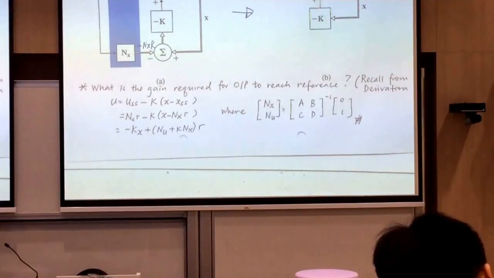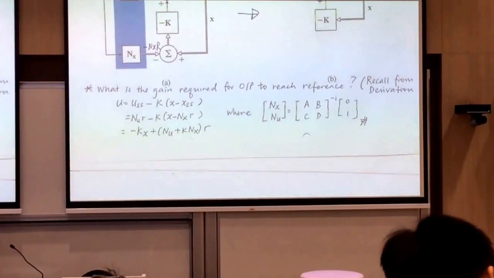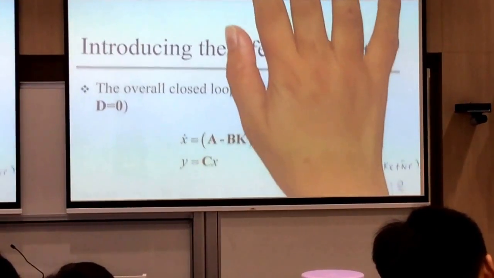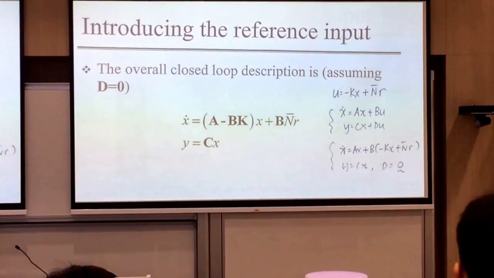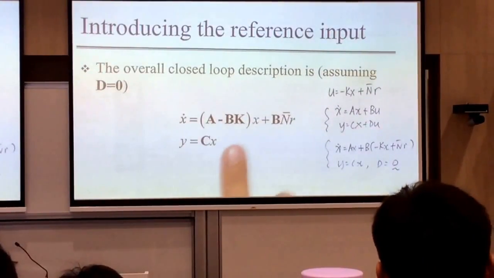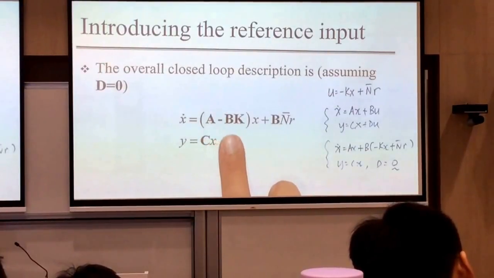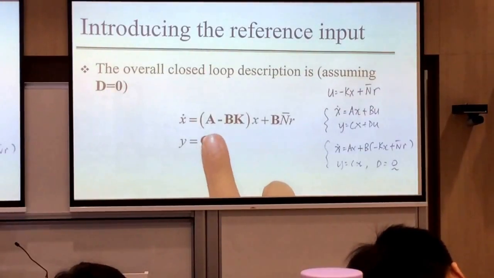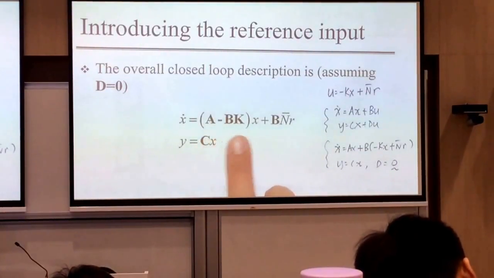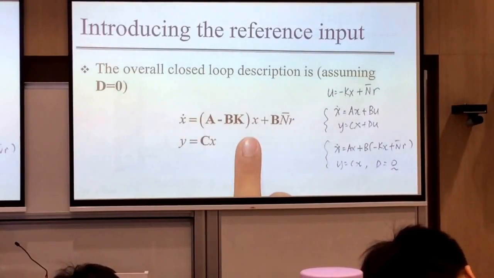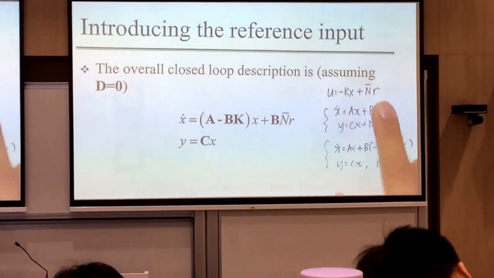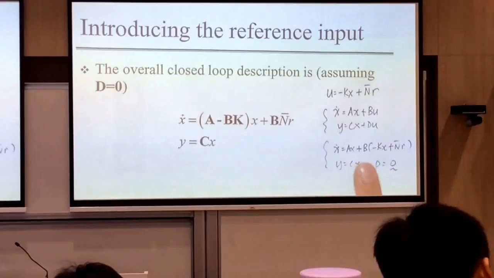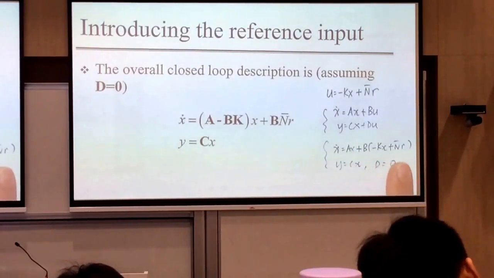Alright. So in summary, the overall closed loop description is u equals minus kx, so a minus b kx. In the past, you have ax plus bu, so now it's a minus b kx, because u is minus kx. And other than minus kx, there's an additional component, m bar r.